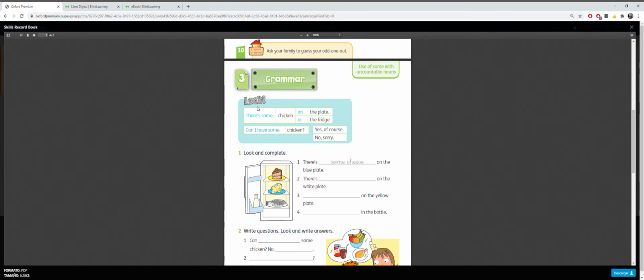Then, on the grammar, we have this. We have a little review about what is the grammar that we learn. And the grammar that we learn is this. There is some and can I have some. On and in. We learned this during the last year, if you remember. So we have to do some sentence, complete sentence, by indicating what is here. So we have to look and complete. Here we have food on the fridge. In the fridge. ¿Cuál de las dos será? So we have to write sentences by indicating if it is on or in. Complete sentences. For example, there's some cheese on the blue plate.